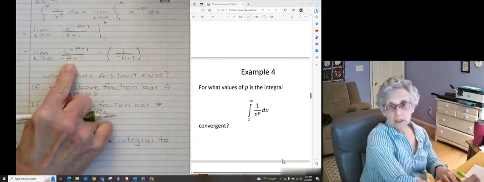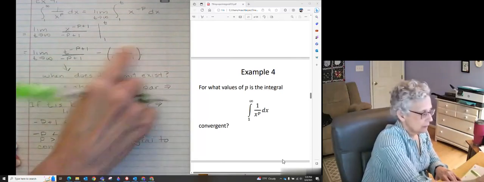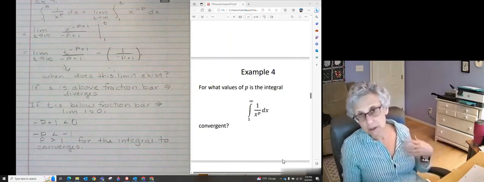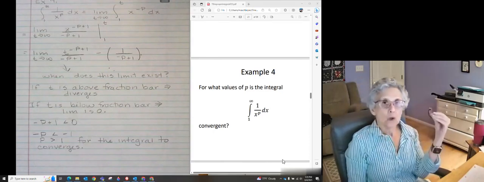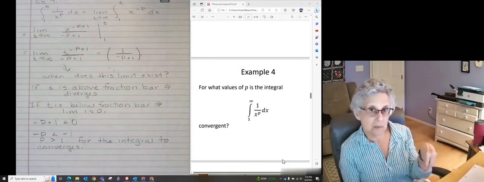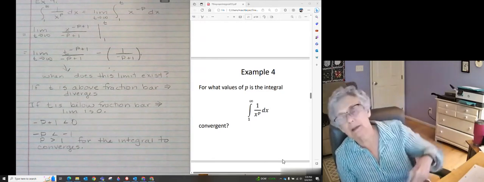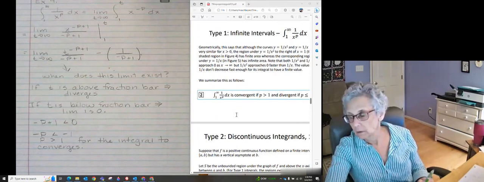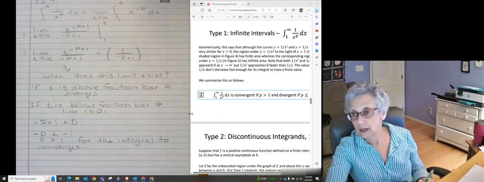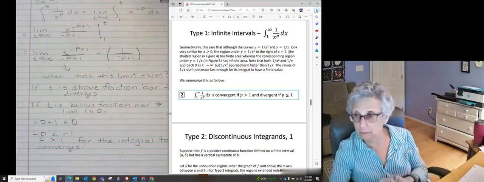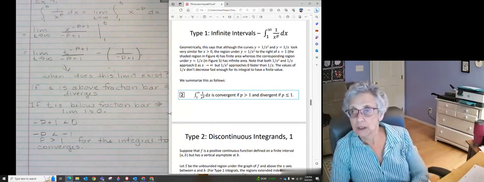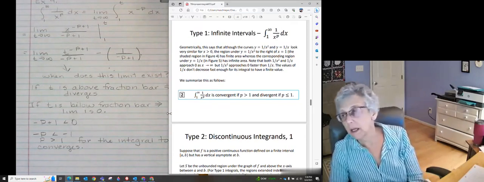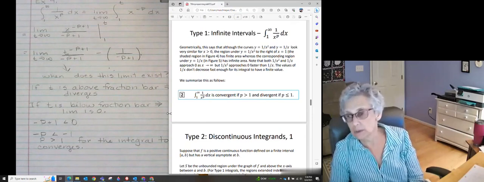Because then this piece will go to 0 and you'll be left with just the minus 1 over minus 1 plus p. So if p is a big number, that means that when you add 1 to the exponent and divide by the new exponent, your t is still below that fraction bar. So there it is in a nice blue box, which makes it official. The integral from 1 to infinity of 1 over x to the p is convergent if your p is bigger than 1, and divergent if p is less than or equal to 1.